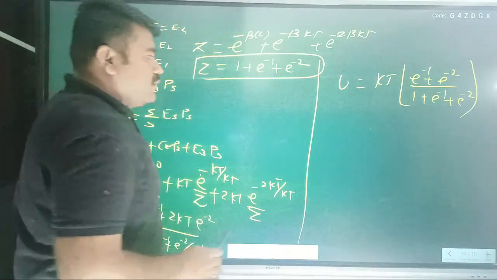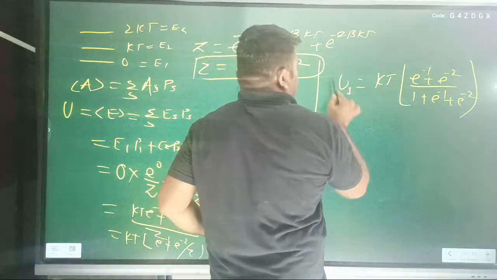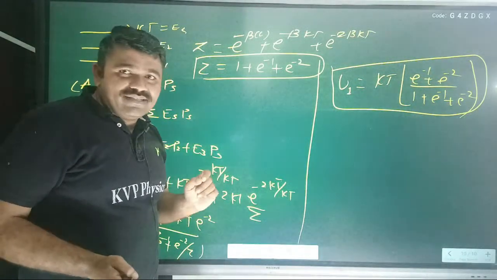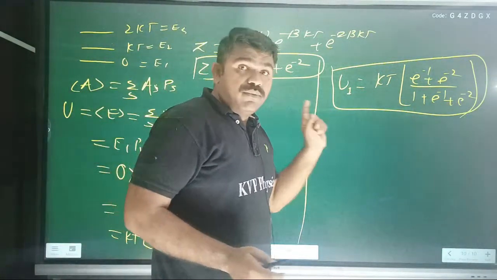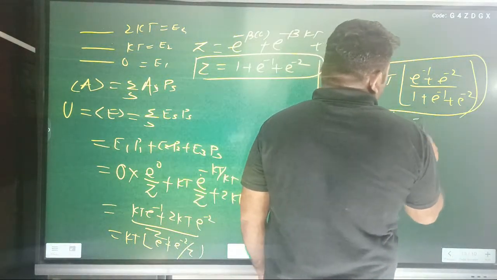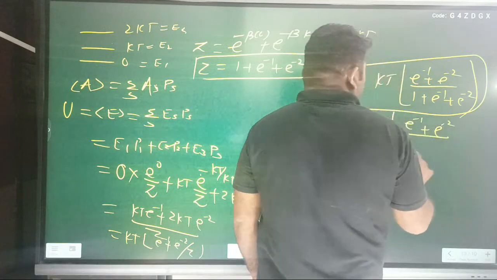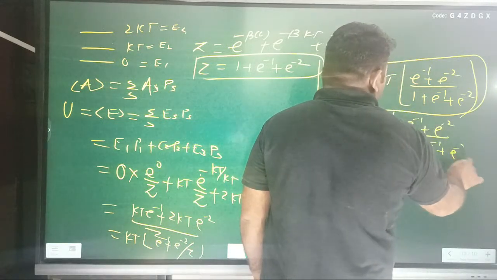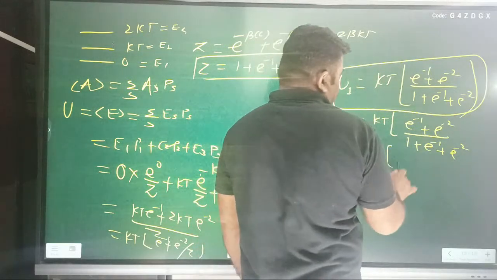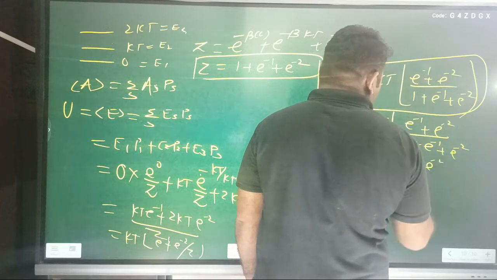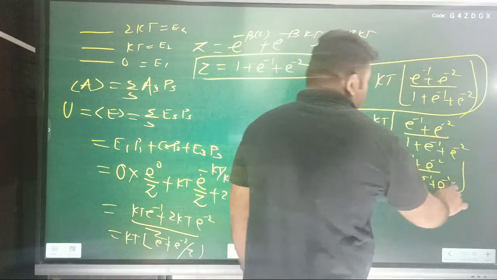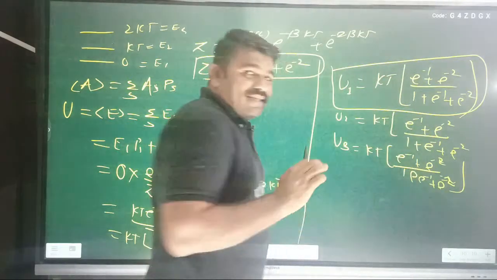Now, see here. This is for how many particles? One particle. This is for one particle. The second particle is also getting the same answer. What is the value of U2? U2 is also kT e to the power minus 1 plus e to the power minus 2 upon 1 plus e to the power minus 1 plus e to the power minus 2. Similarly, for the third particle also, kT e to the power minus 1 plus e to the power minus 2 upon 1 plus e to the power minus 1 plus e to the power minus 2. Clear? It means all particles get the same energy.